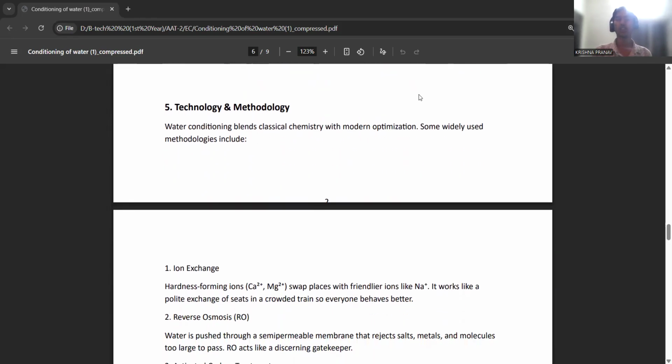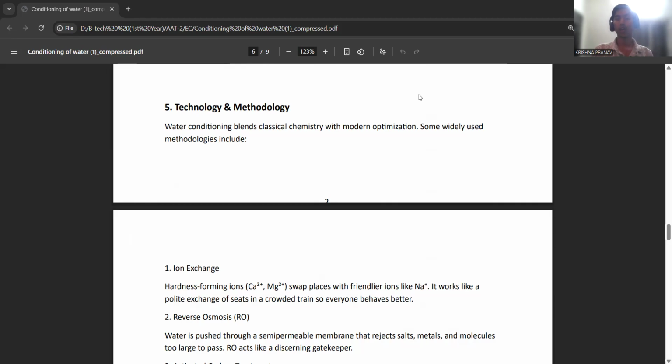Technology and methodology. Water conditioning blends classical chemistry with modern optimization. Some widely used methodologies include ion exchange: hardness-forming rock ions Ca2+, Mg2+ swap places with friendlier ions like Na+. It works like a polite exchange of seats in a crowded train, so everyone behaves better.